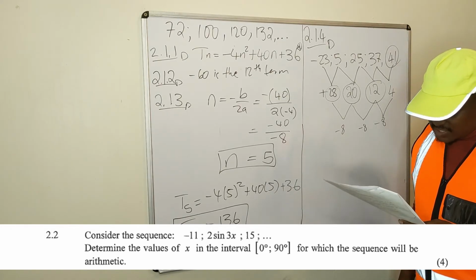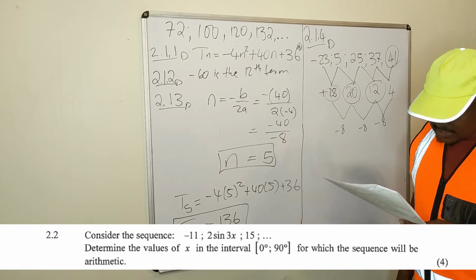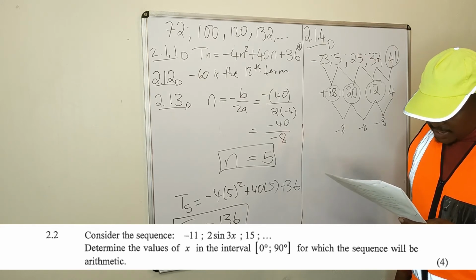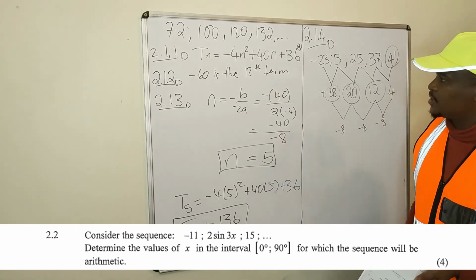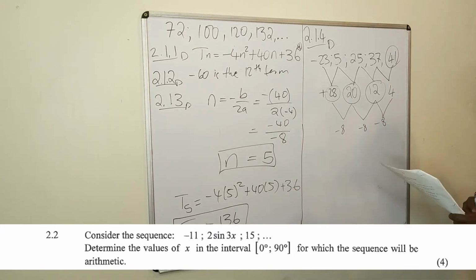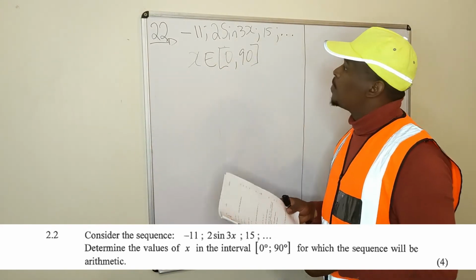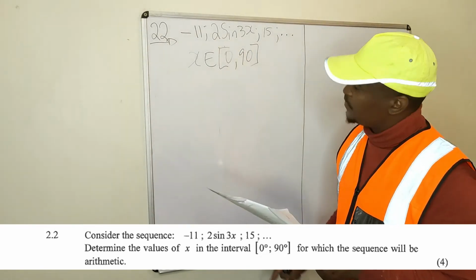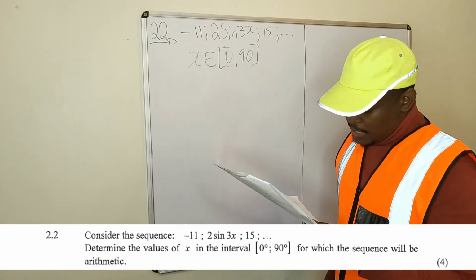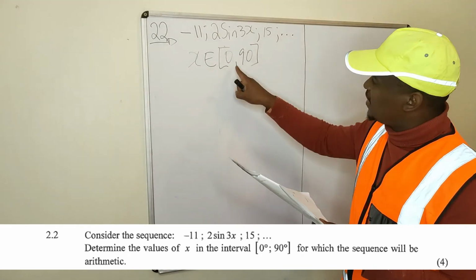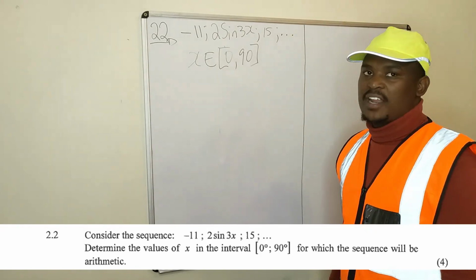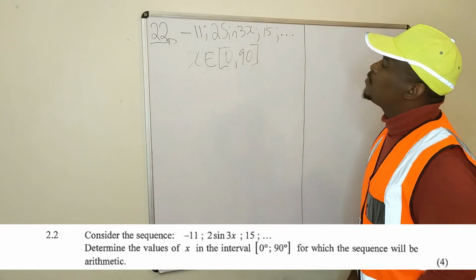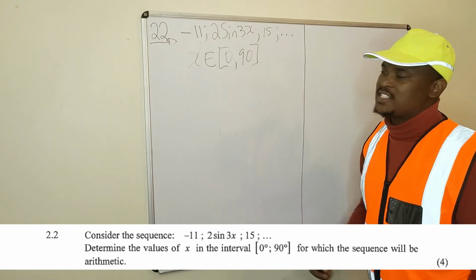2.2. Consider the sequence you're given here. Determine the values of x on the interval from 0 to 90, for which the sequence will be arithmetic. So I'll clean this and try to answer 2.2. They want you to find the values of x such that this sequence is arithmetic.